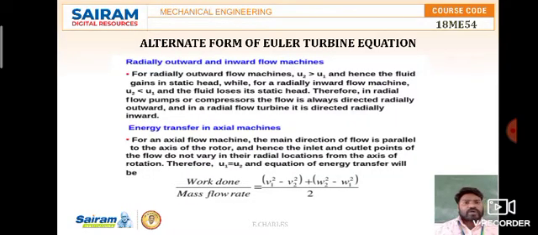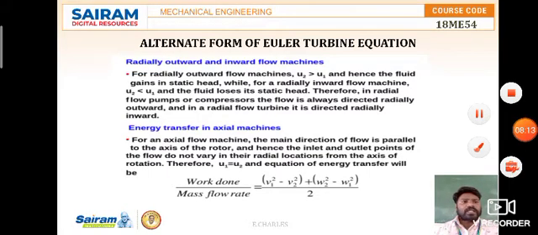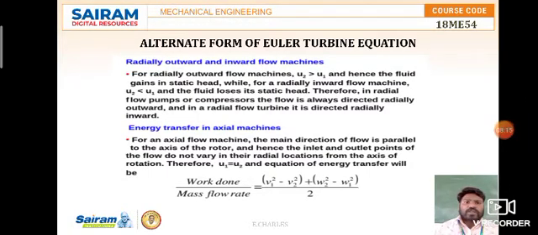Now we'll see radially outward and inward machines. For radially outward flow machines, U2 is greater than U1 and hence the fluid gains in static head, while for radially inward flow machines, U2 is less than U1 and the fluid loses its static head. Therefore, in radial flow pumps or compressors, the flow is always directed radially outward, and in a radial flow turbine, it is directed radially inward.